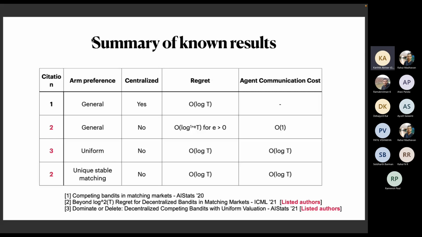The two interesting parts are when we assume uniform arm preference. If each arm has the same preference over agents, then in the decentralized setting we can get O(log T) regret, with O(log T) communication again. The more general version of this is if we assume that the system has a unique stable matching. In hindsight, if the stable matching is unique, then again we can get O(log T) regret, and the communication cost is again O(log T). In the next parts of this talk, I'll give a high-level overview of each of these four results.